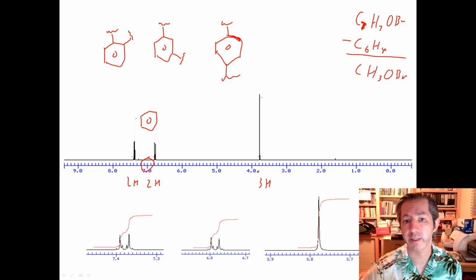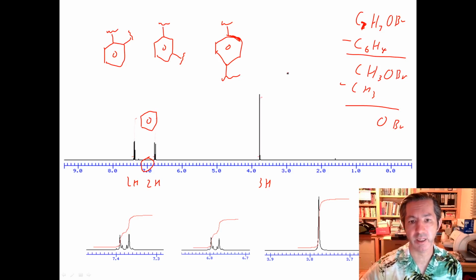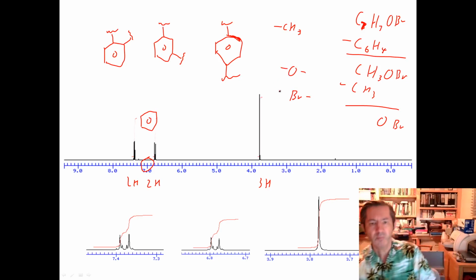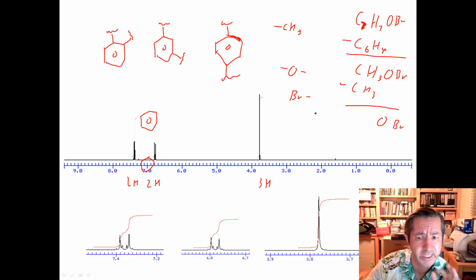Gee, what can we do with these 3 hydrogens? How about a nice handy CH3 group? And that only leaves an oxygen and a bromine. So we've got a CH3, an oxygen and a bromine. It's going to be kind of rare that you stick an oxygen on a bromine. Two electronegatives connected together, not so stable.